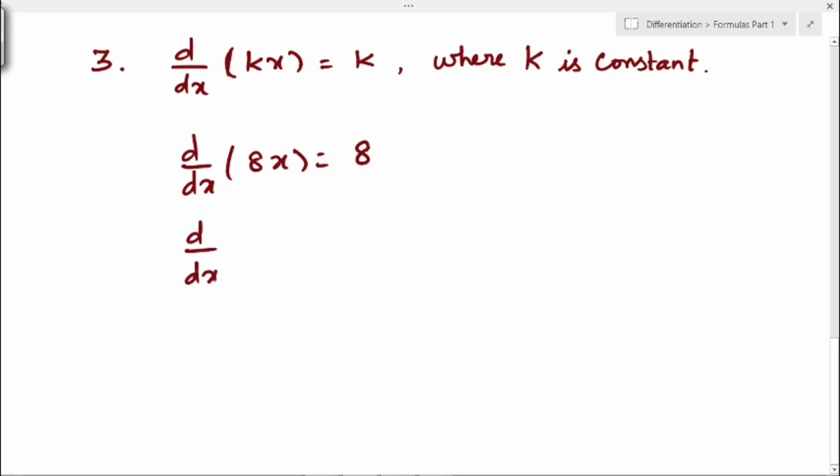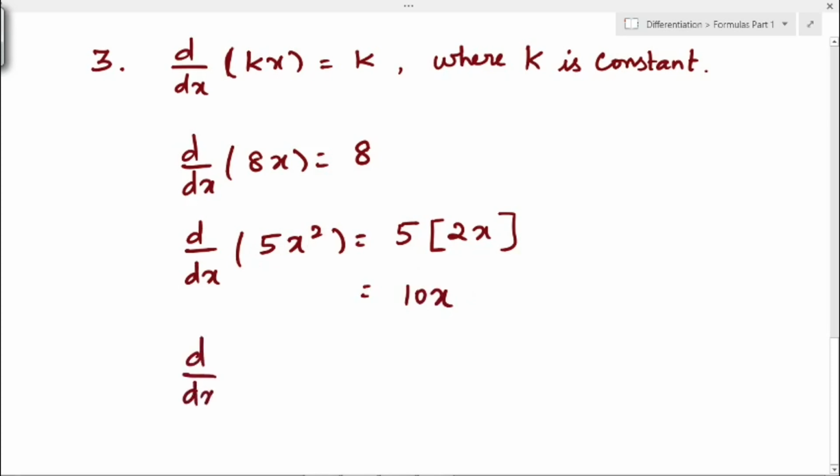Suppose we have d by dx of 5x square. Here 5 is a constant and we have x square. So now we have to differentiate this x square. We keep this 5 as it is, because 5 is a constant. So 5 into the differential of x square. What is the differentiation of x square? 2x, right? Because 2 into x to the power 2 minus 1, that is nothing but 1. So that is simply 2x. If you multiply this constant 5 into 2, that is 10x. So therefore the differential of 5x square is 10x.